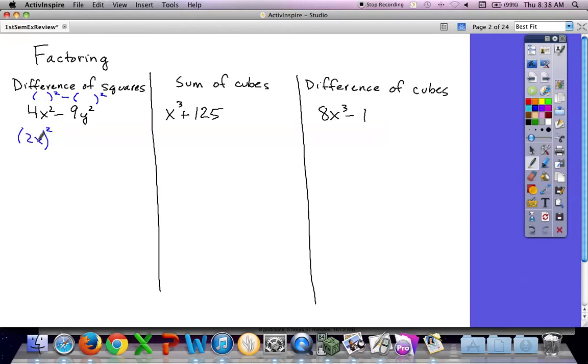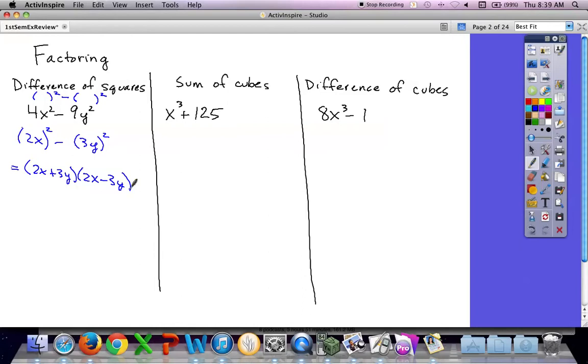2x. Okay, minus, and what would the second one then be? 3y. Okay, and then by the pattern of factoring a difference of squares, that would equal 2x plus 3y, 2x minus 3y.